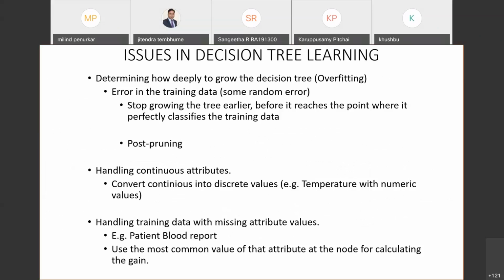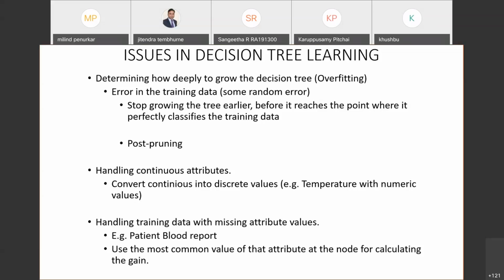All right. This last issue that we will discuss, and then probably we will stop, is determining how deeply to grow the decision tree. Overfitting: there may be errors in the training data, some random errors, or some values missing. So stop growing the tree earlier, before it reaches the point where it perfectly classifies the training data. But then we do not know when to stop. If there is some error introduced and so on, in such a case we probably need to stop.